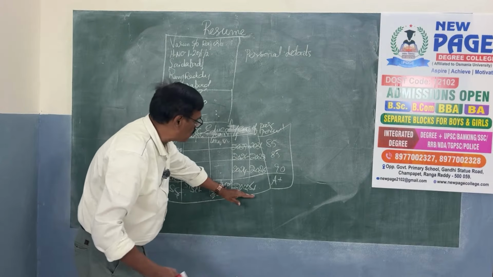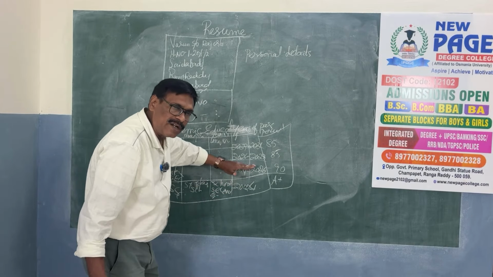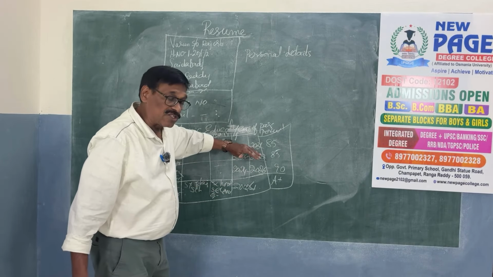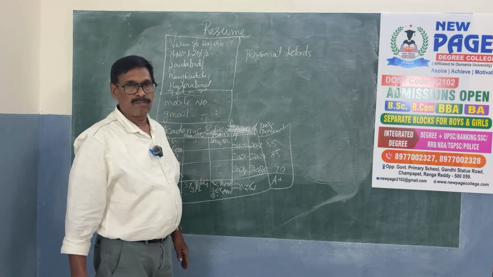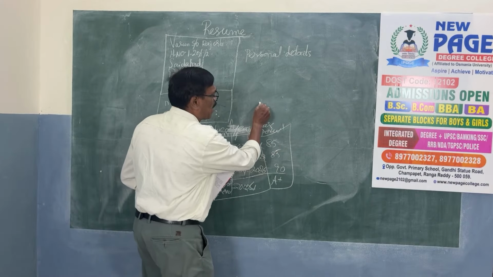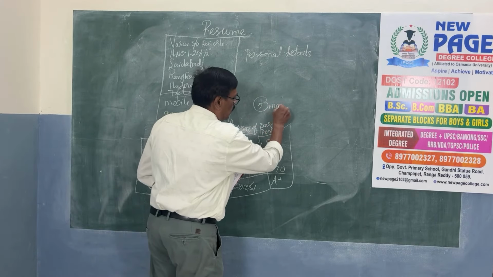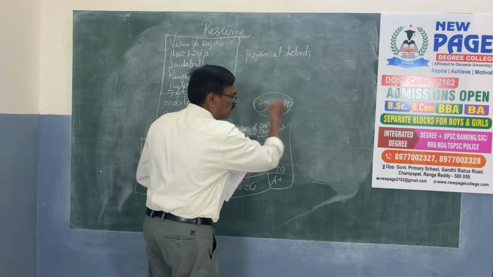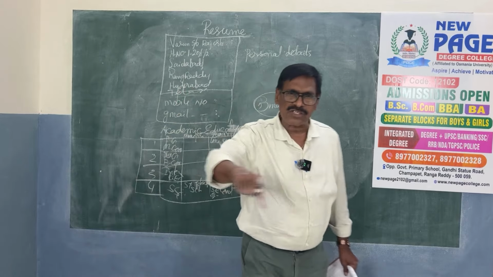And this is the system you have to go: 10th, inter, degree, PG, or you can say B.Ed also. Yes, you know very well. First of all, it will get only 5 marks, ma. 5 marks only. CV also same.